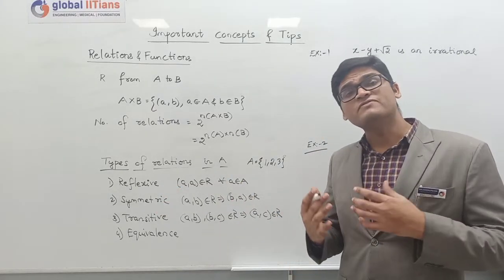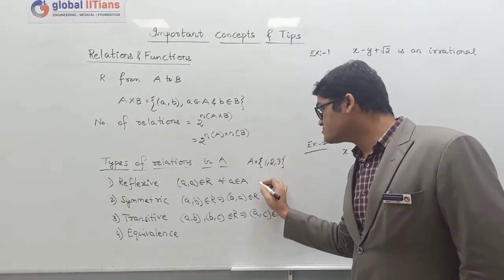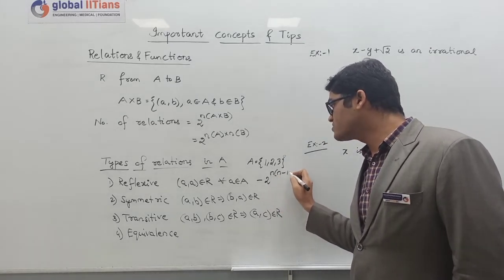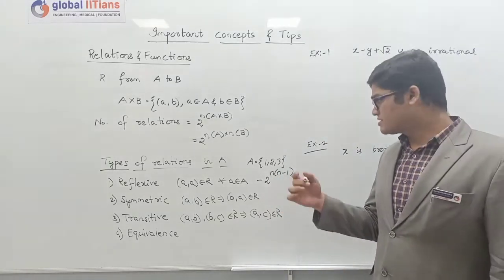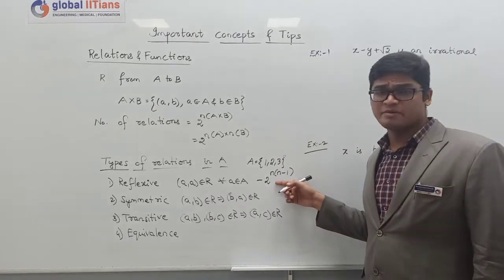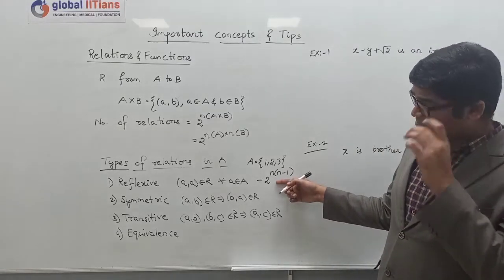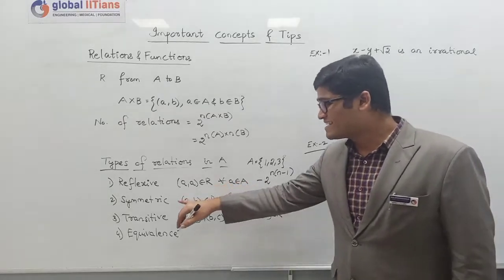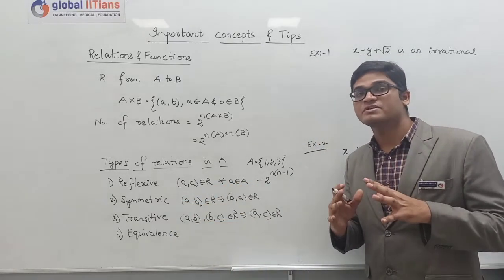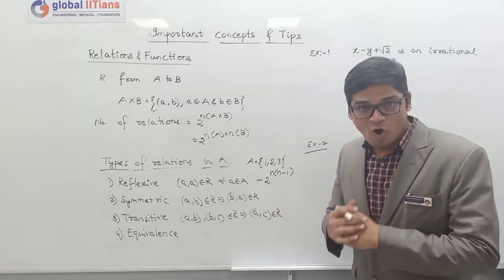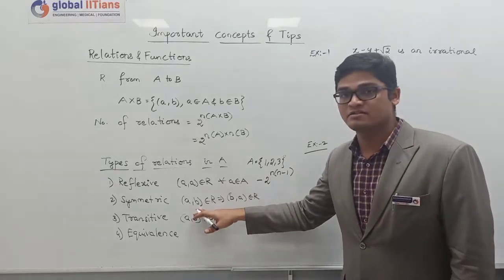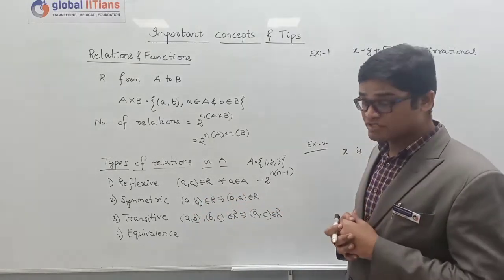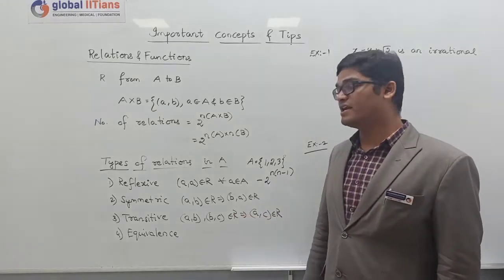How many reflexive relations are there? That is given by the formula 2 power n into (n minus 1). In sample papers, the number of reflexive relations has been asked in many places. It becomes 2 power n into (n minus 1). Next, symmetric relation. What does a symmetric relation mean? In a relation, if the ordered pair (a, b) is defined, then definitely (b, a) should be there. That type of relation is called a symmetric relation.